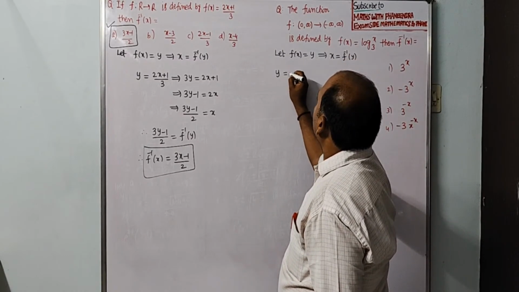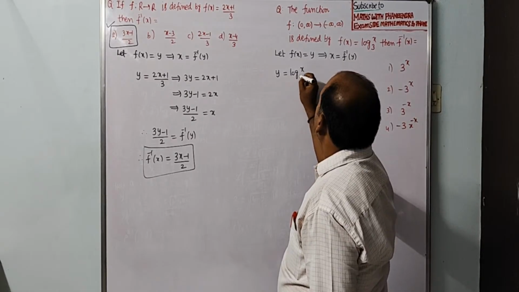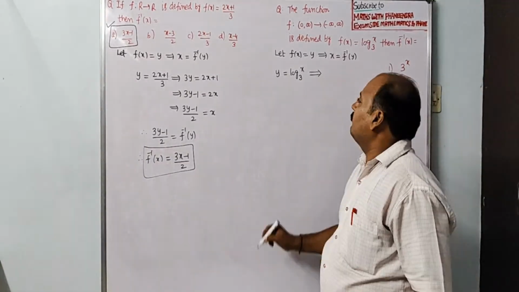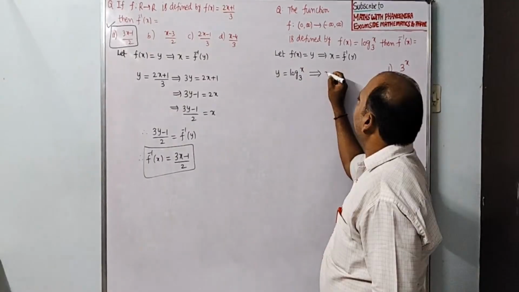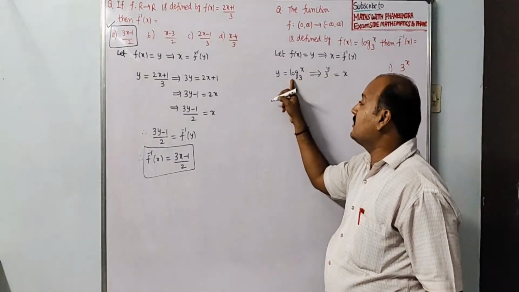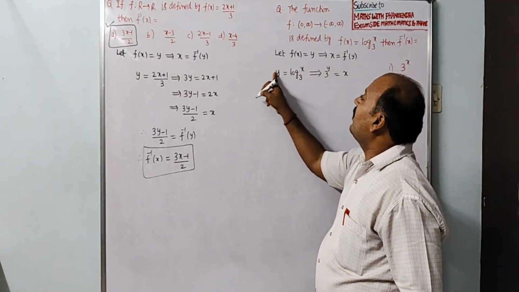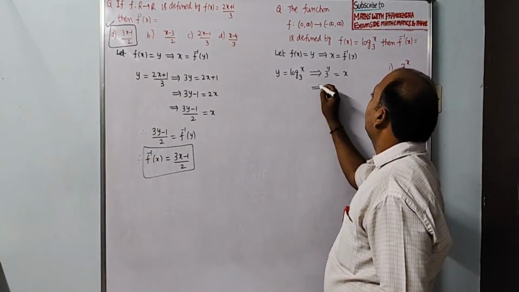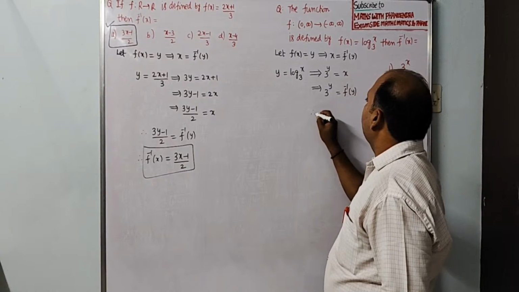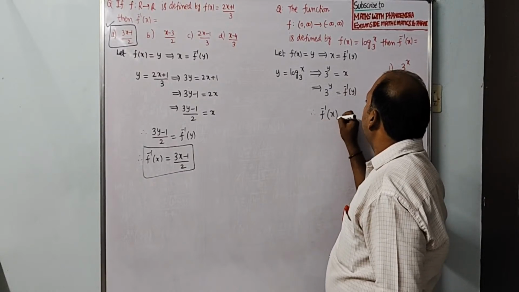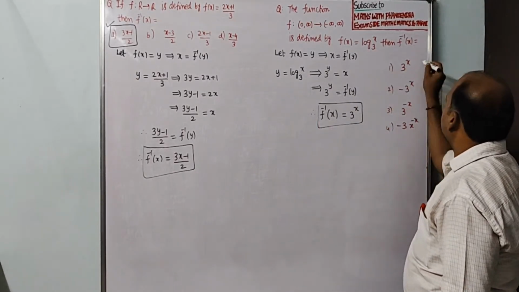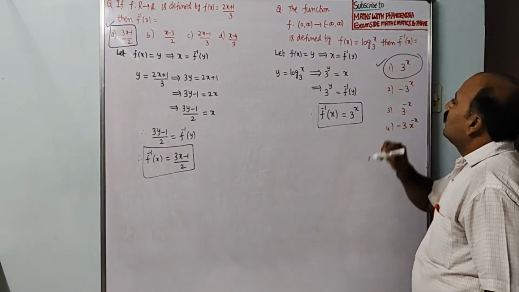So y equal to log x to the base 3. That implies, by definition of logarithm, 3 power y is equal to x. If you want to remove the log value, 3 power y is equal to x. That implies 3 power y is equal to f inverse of y. But I want f inverse of x now. F inverse of x equal to 3 power x. So therefore the inverse of the function is 3 power x. It is there in the first option.